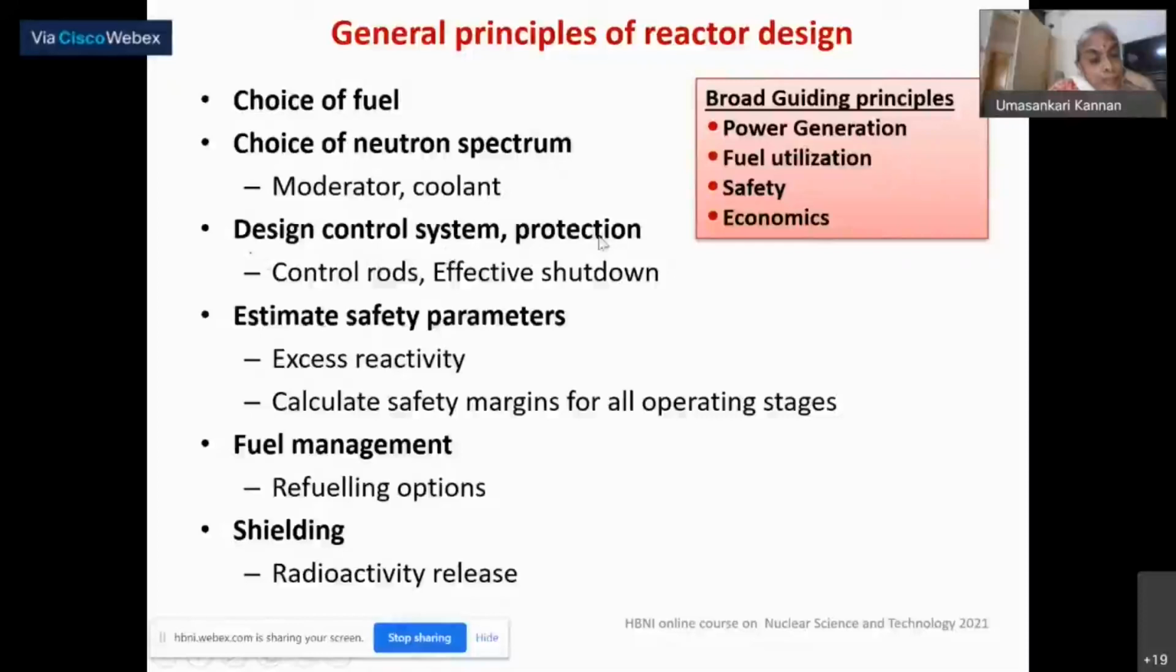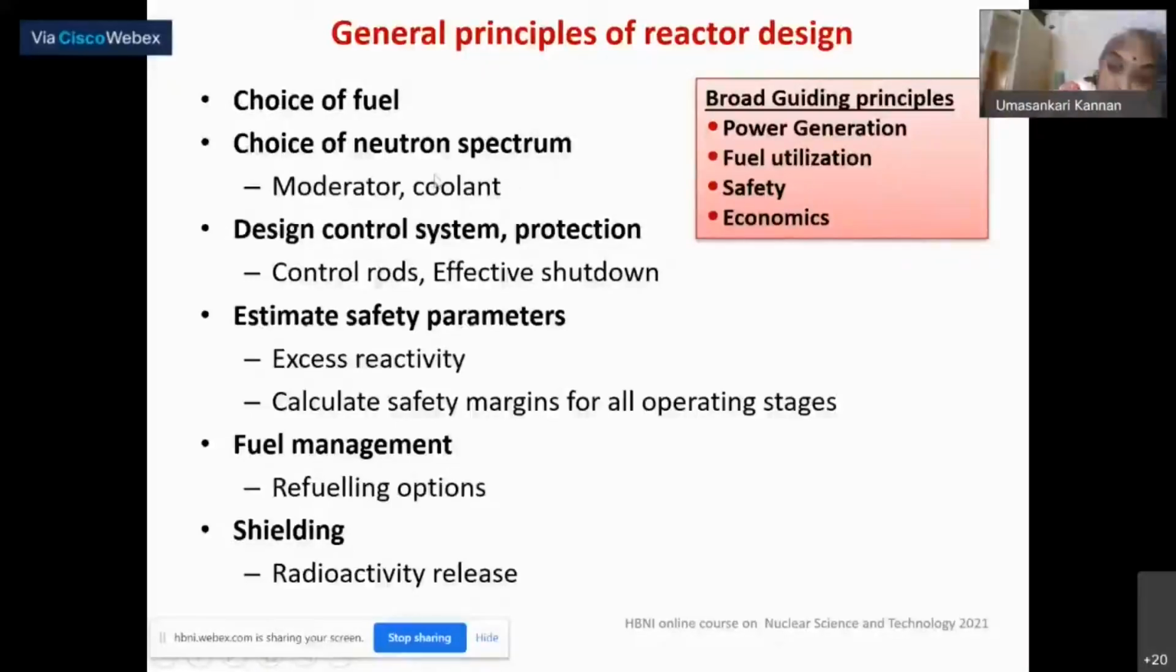And then we have to design the control system. We need to protect this reactor. We need to control the chain reaction. So we have control rods and we need effective shutdown. So we have to use different control materials which have a good absorption cross section and see which is able to control the reactor for which type of reactor. For example, cadmium cannot be used at higher energy temperatures.